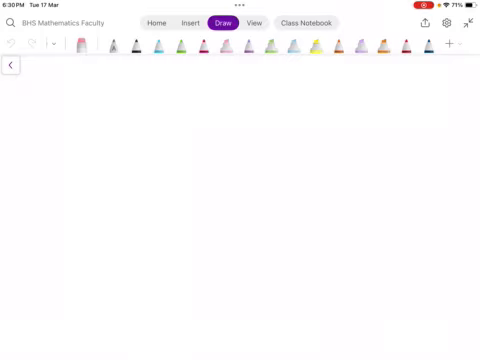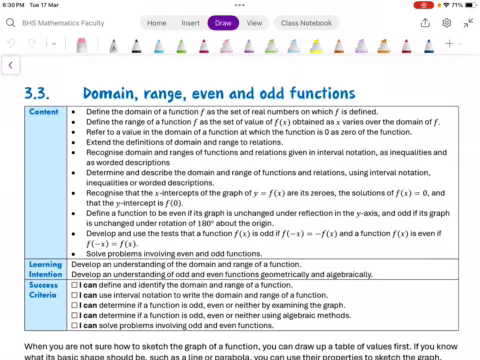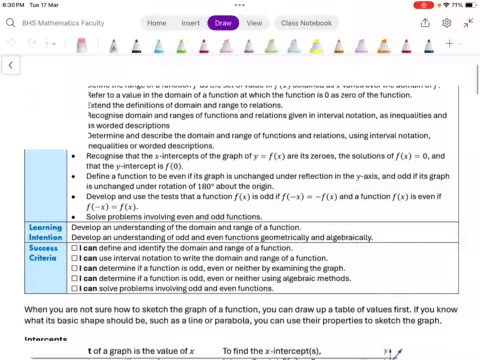Hi Year 11, today what we're doing is we're looking at domain, range, even and odd functions. We have all of these syllabus dot points and our learning intention today is to develop an understanding of the domain and range of a function, and develop an understanding of odd and even functions geometrically and algebraically. You also have your success criteria there.